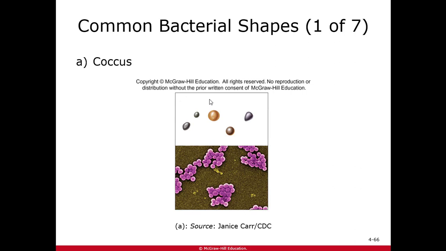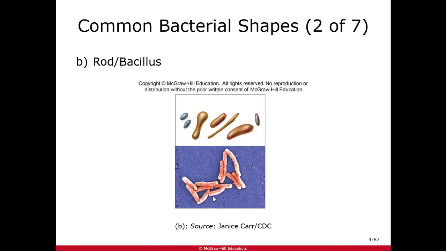And if they are purple as well, they kind of look like little grapes, especially if they hang out in clusters. Another shape are rod-shaped or bacillus-shaped bacteria. So these are long compared to short. Now, one cell shape that's kind of right in between those two, I would say this would probably be as close to it as possible.